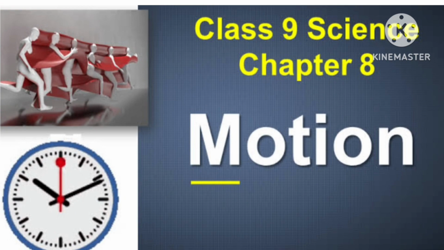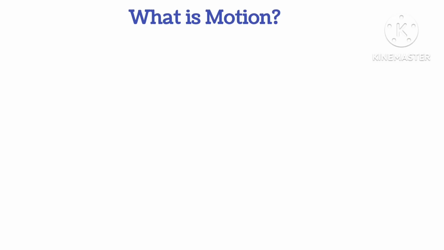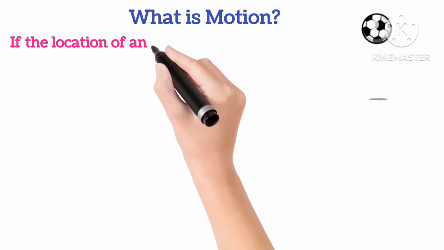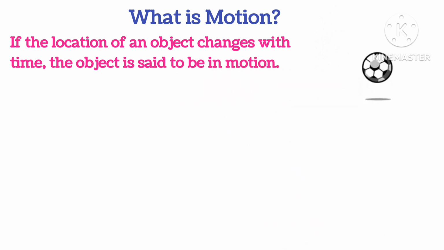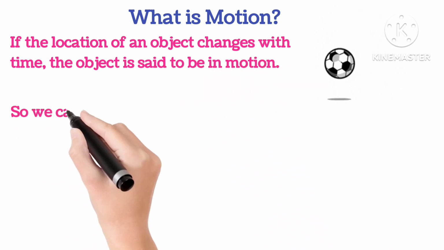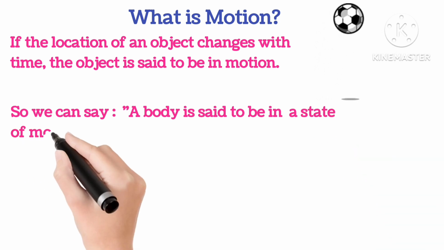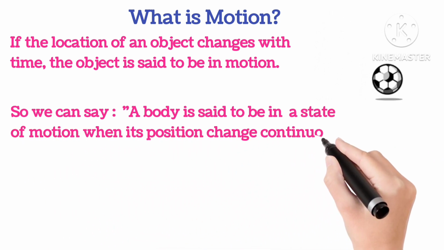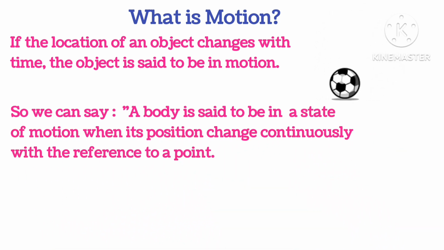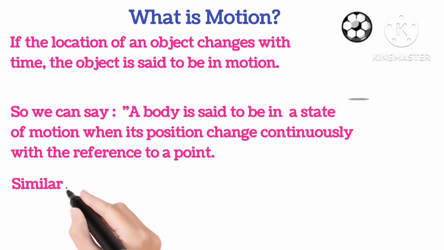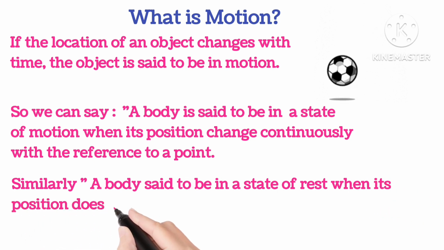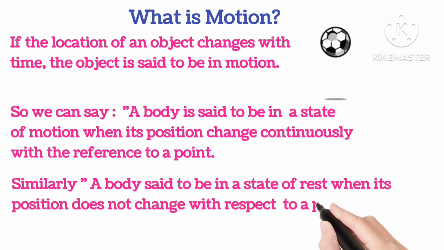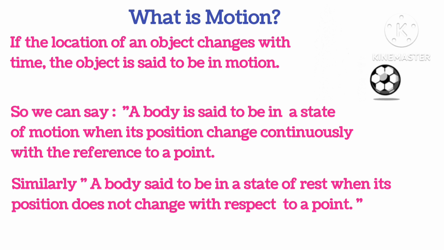Today's topic is motion, class 9, chapter 8. What is motion? When the location of an object changes with time, the object is said to be in motion. So we can say a body is said to be in a state of motion when its position changes continuously with respect to a point. Similarly, a body is said to be in a state of rest when its position does not change with respect to a point.